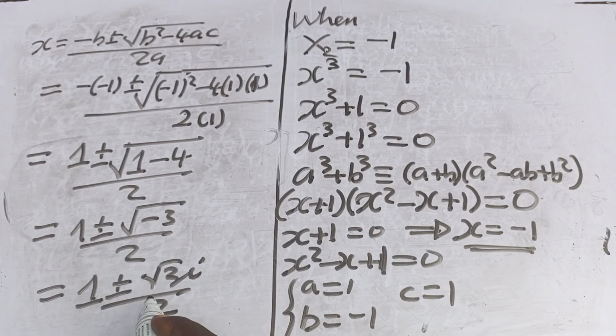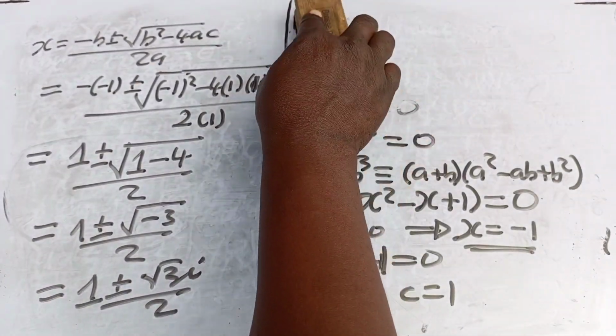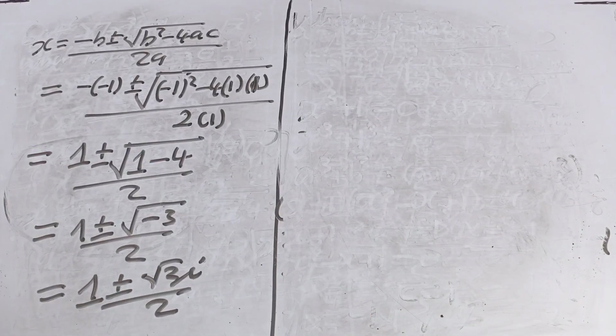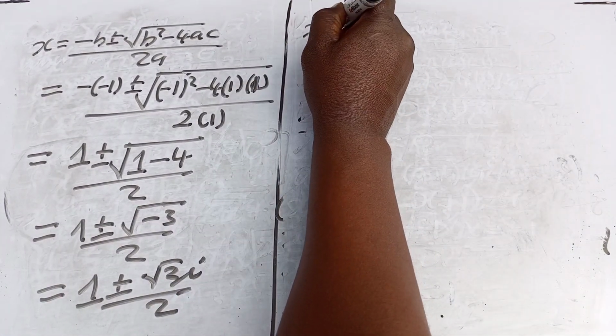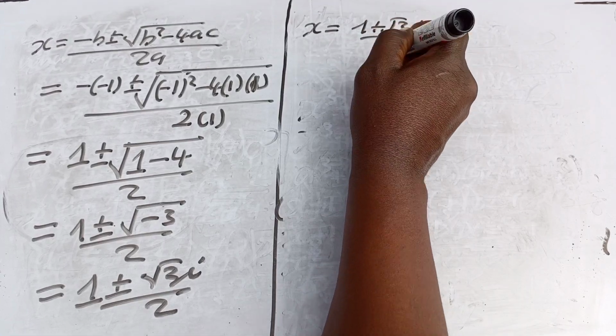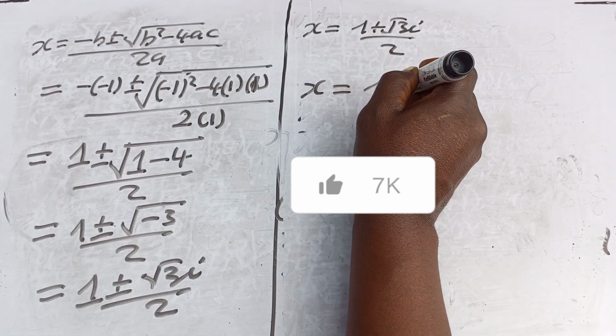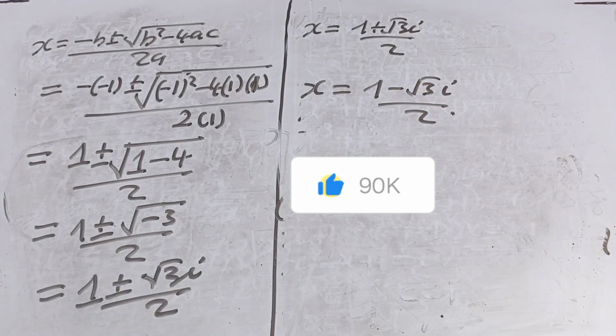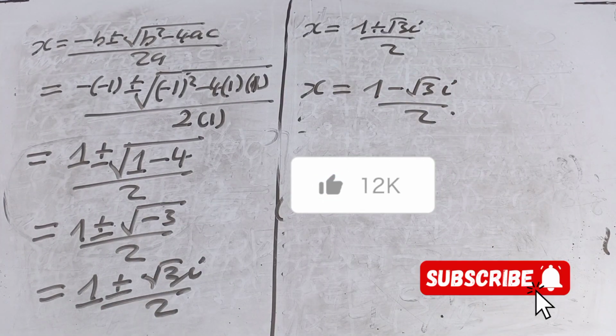So here we have the remaining two solutions of x, capital X2, which now gives us x equals 1 plus root 3i all over 2 and x equals 1 minus root 3i all over 2. So we've gotten all our 6 solutions for the polynomial equation of degree 6.